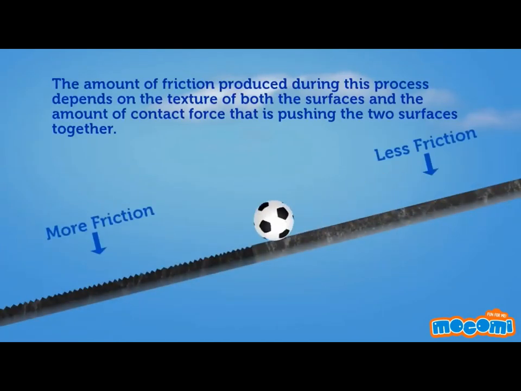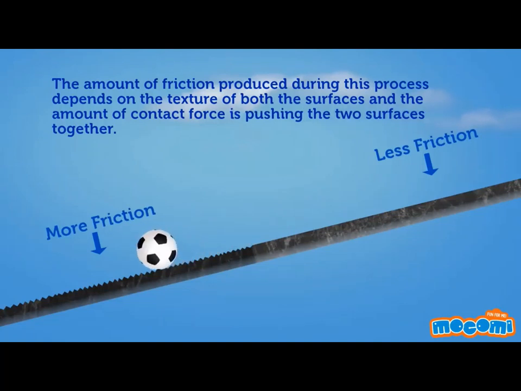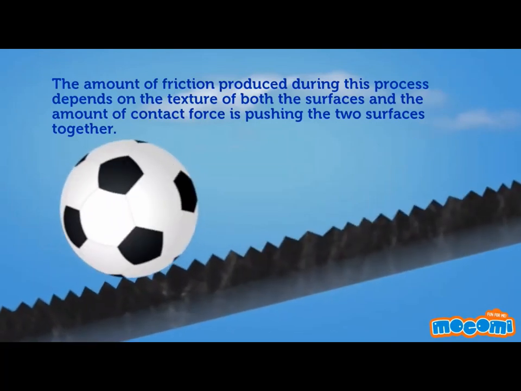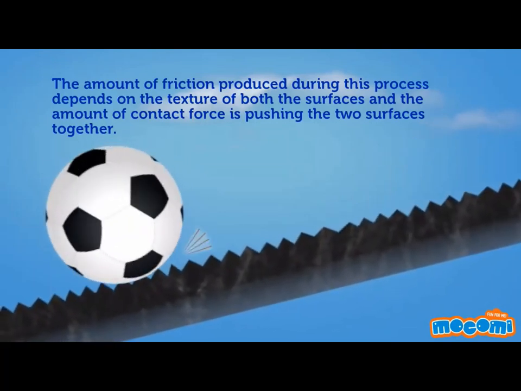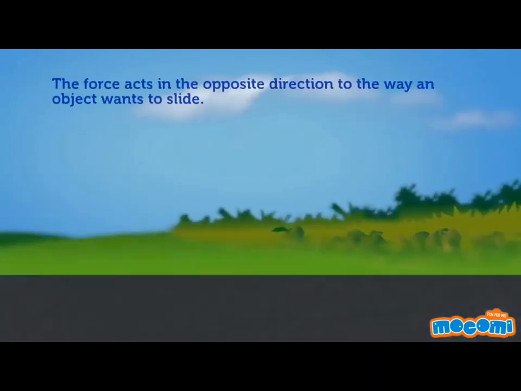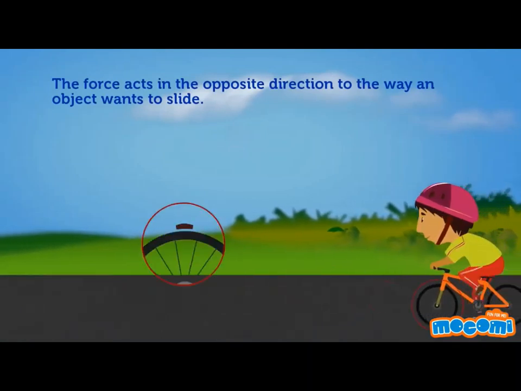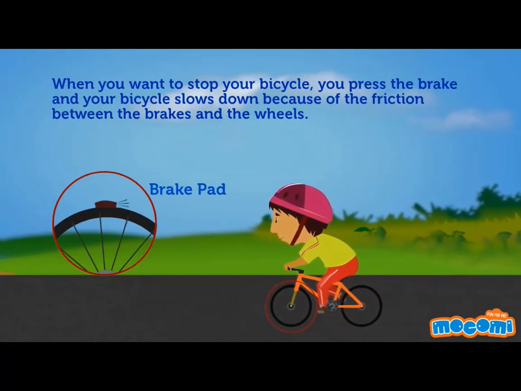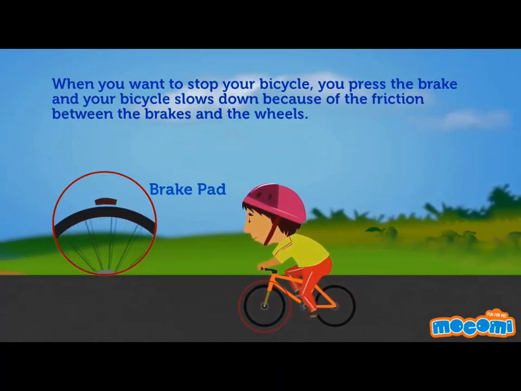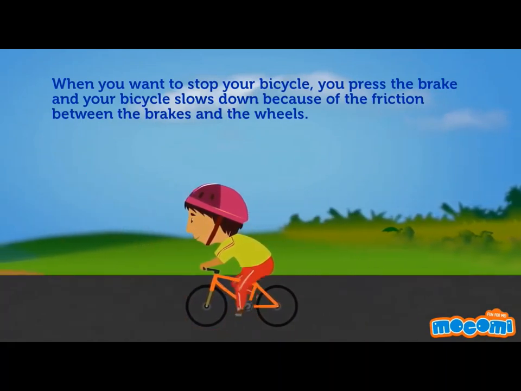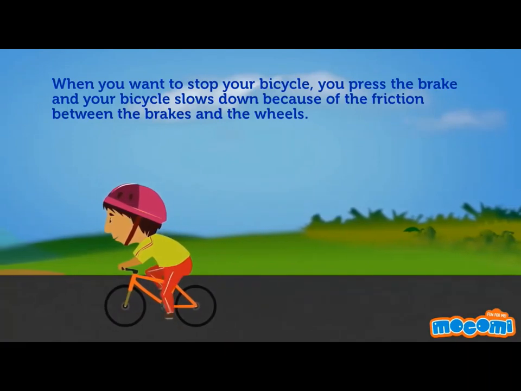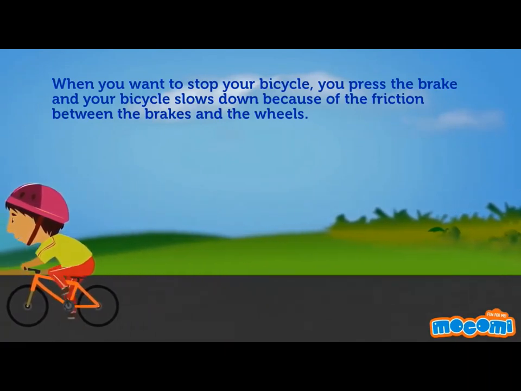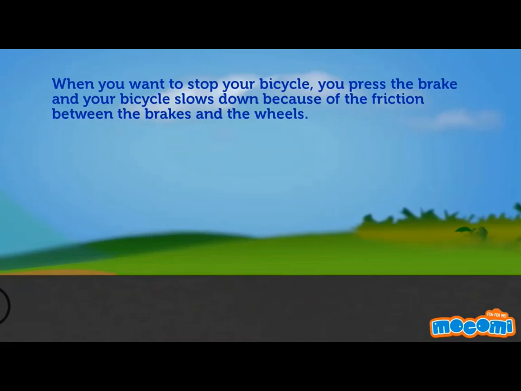The amount of friction produced during this process depends on the texture of both the surfaces and the amount of contact force that is pushing the two surfaces together. The force acts in the opposite direction to the way an object wants to slide. When you want to stop your bicycle, you press the brake, and your bicycle slows down because of the friction created between the brakes and the wheels.